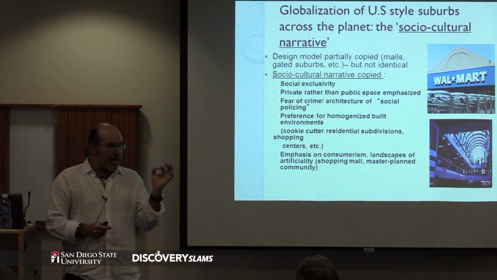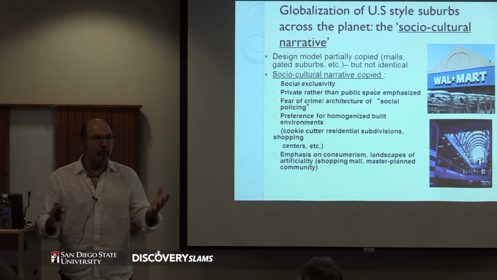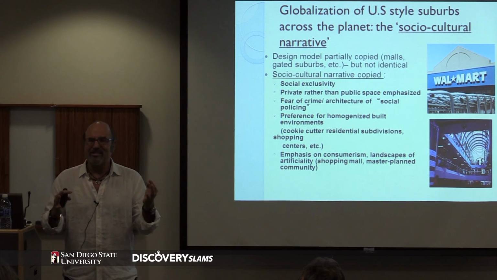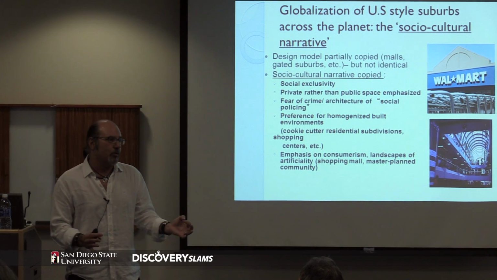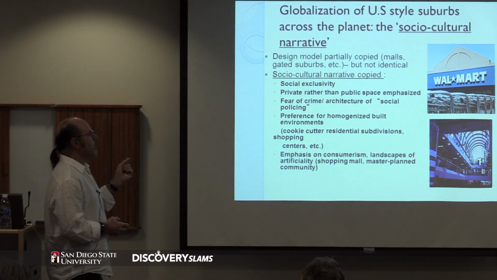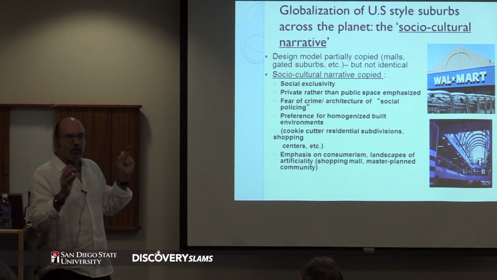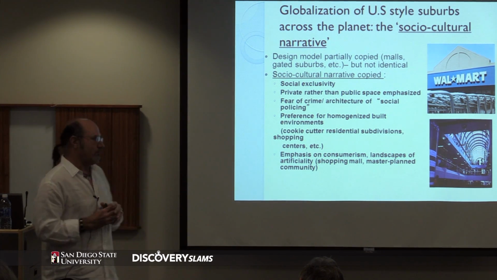Now this is a critical point in my book. If you look at the actual physical structure of suburbs around the world, they don't necessarily look like American suburbs. They're not as low density as our suburbs. But what they've copied, I argue, is what I call the sociocultural narrative of our suburbs.